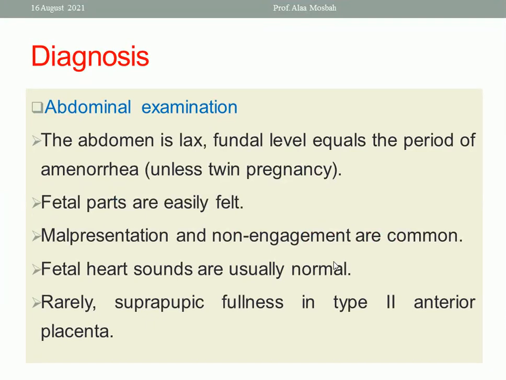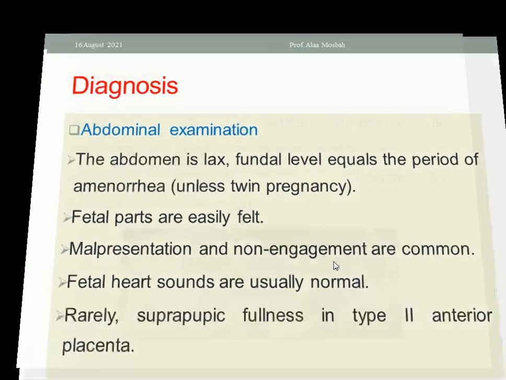During abdominal examination, the abdomen is lax. Fundal level is equal to the period of amenorrhea, unless there is twin pregnancy. Fetal parts are easily felt. Malpresentation and non-engagement are common in placenta previa. Fetal heart sounds are usually normal. Rarely there is suprapubic fullness in the type 2 anterior placenta.